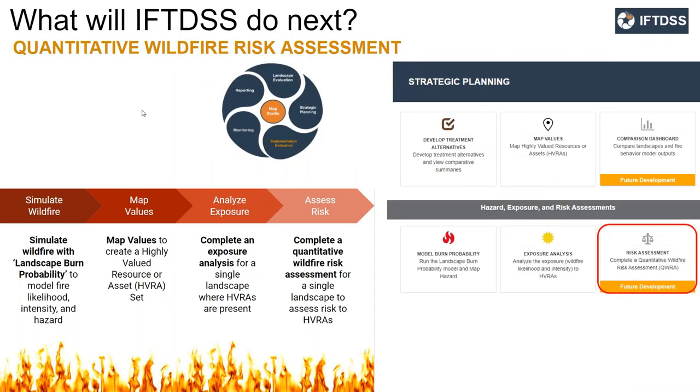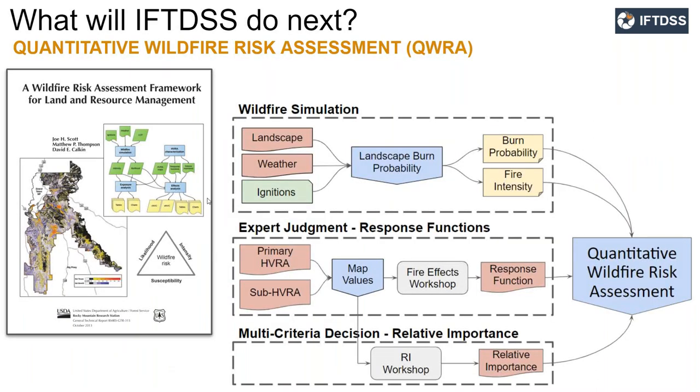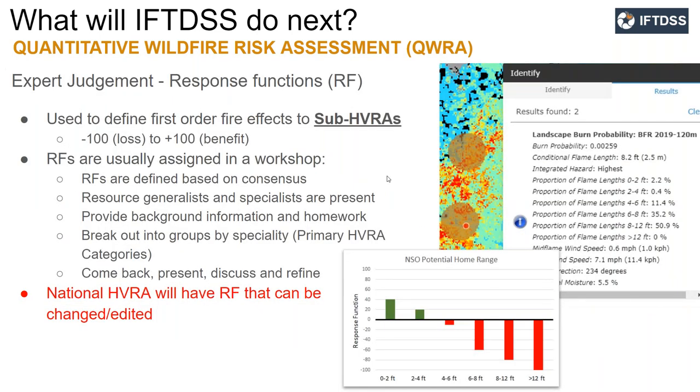And then once we're done with exposure, we will start actively doing the development for risk. So kind of the last step in doing risk assessments for IFTDSS. And again, just like everything else, it's building upon each other. So we would use the landscape burn probability component that we've released our map values. But the additional steps that you need to do a risk assessment is you need to define your response functions and your relative importance. So within IFTDSS, we will have the ability for users to define their response functions.